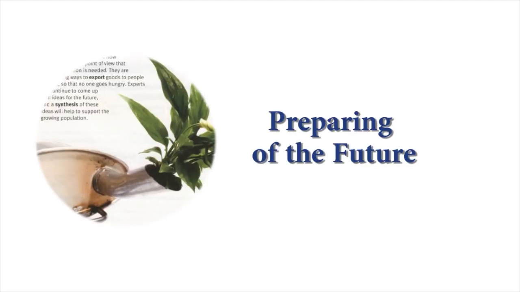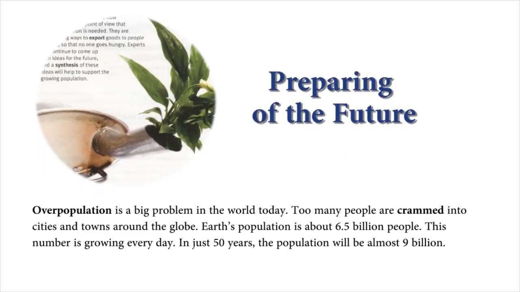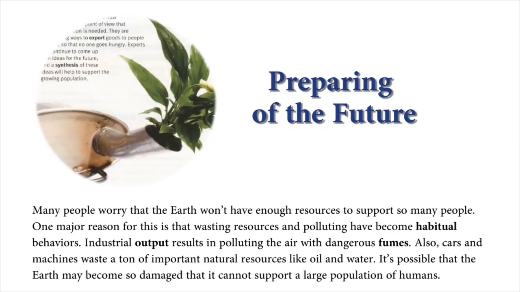Preparing for the future. Overpopulation is a big problem in the world today. Too many people are crammed into cities and towns around the globe. Earth's population is about 6.5 billion people. This number is growing every day. In just 50 years, the population will be almost 9 billion. Many people worry that the Earth won't have enough resources to support so many people.